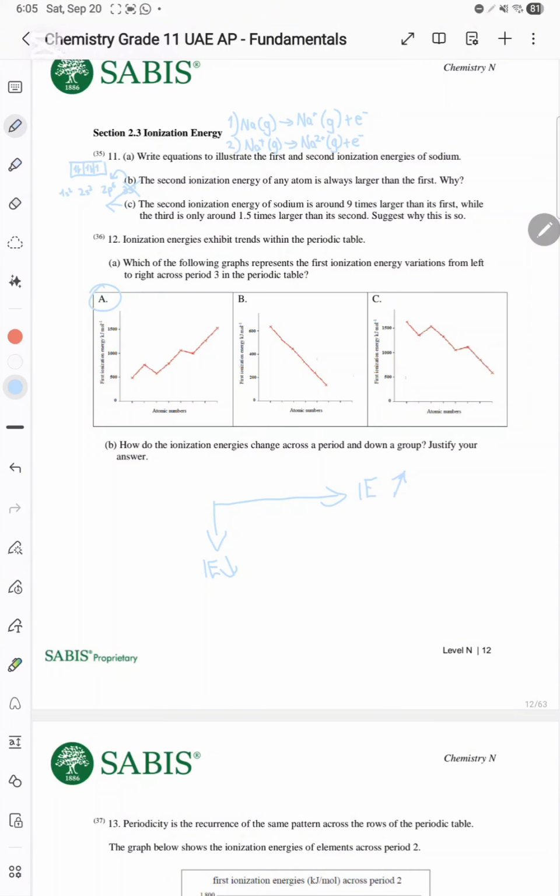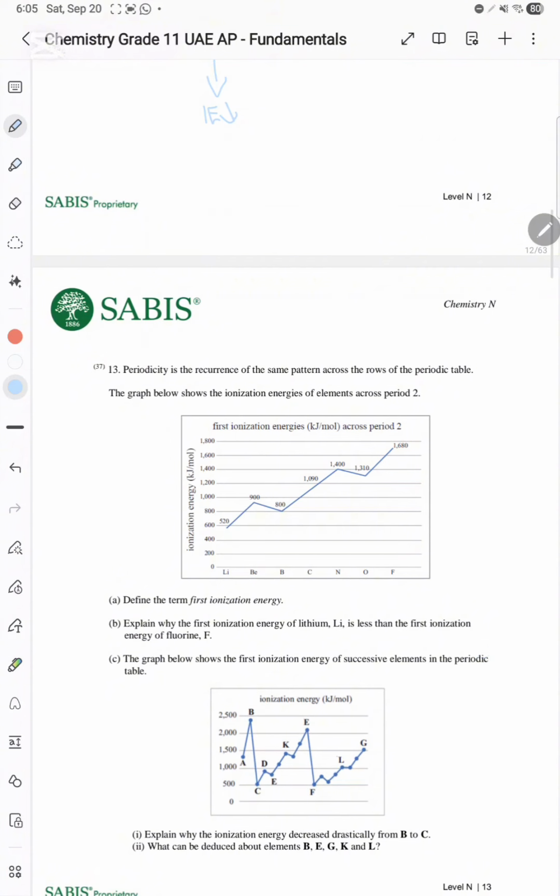Whereas when you're going down a group, it's going to decrease. Why? Because you have extra shielding. When you have extra shielding, the distance between your nucleus and your valence shell is increasing, greatly. Since it's increasing, the electrons are less attracted to the nucleus, making the energy required to remove these electrons way less. So when you go down, ionization energy decreases. When you're going across, it increases.